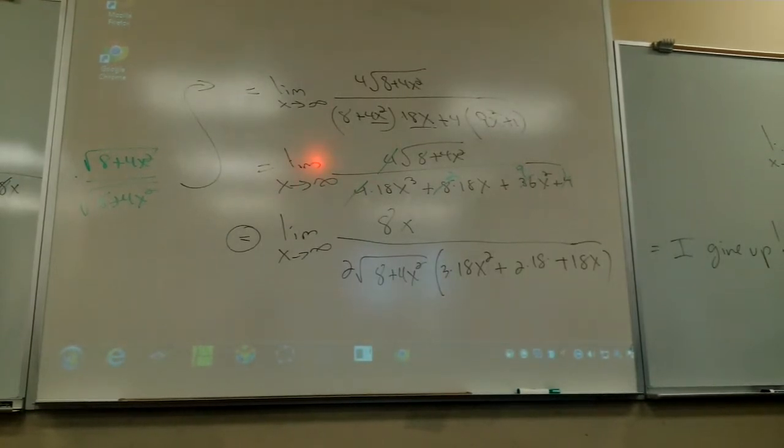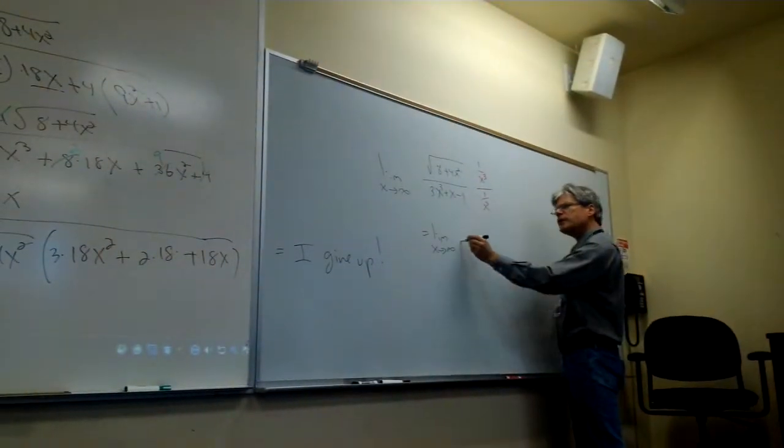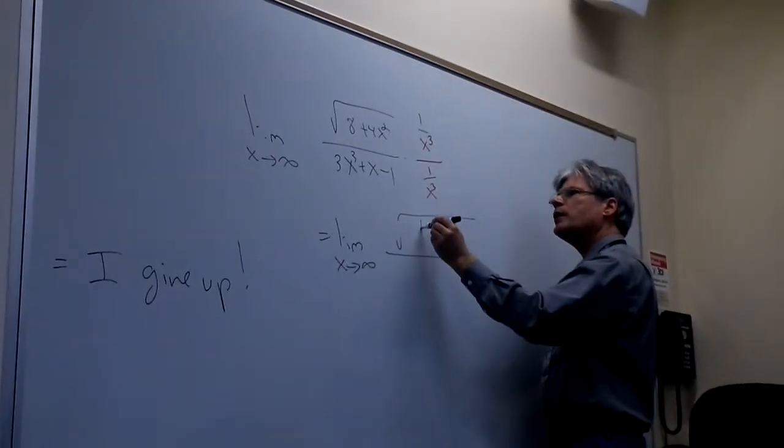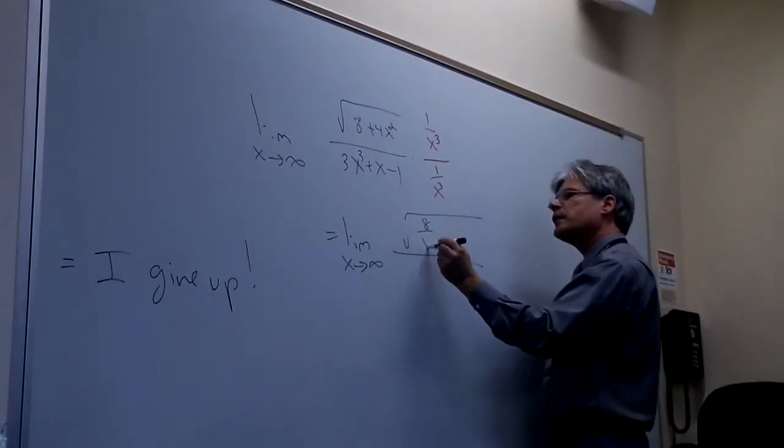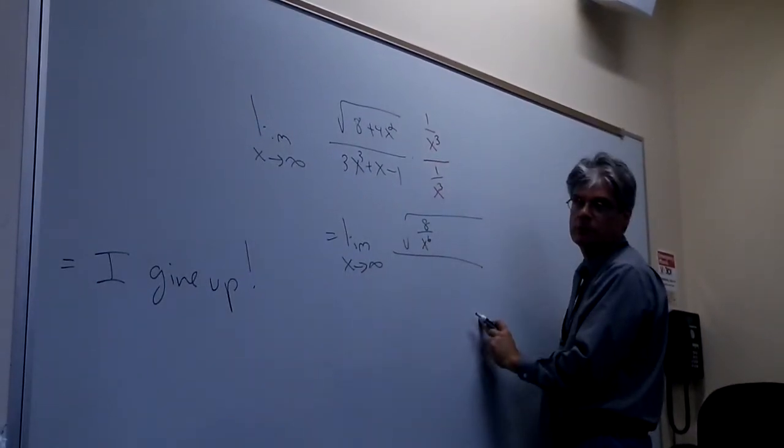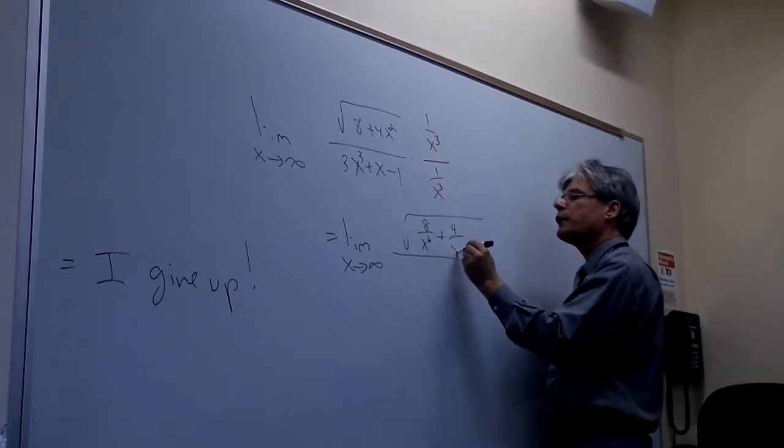What's the highest power to which x is being raised upstairs? 1. What about downstairs? 3. But if I multiplied with my red pen, top and bottom of this fraction, by 1 over x to the highest power I see downstairs, I think what that generates is nothing more than a limit as x increases without bound. I don't know what's left over. Is that the square root of 1, or excuse me, I misspoke. Is that 8 over x to the 6? Yeah. Plus 4 over x to the 4th.